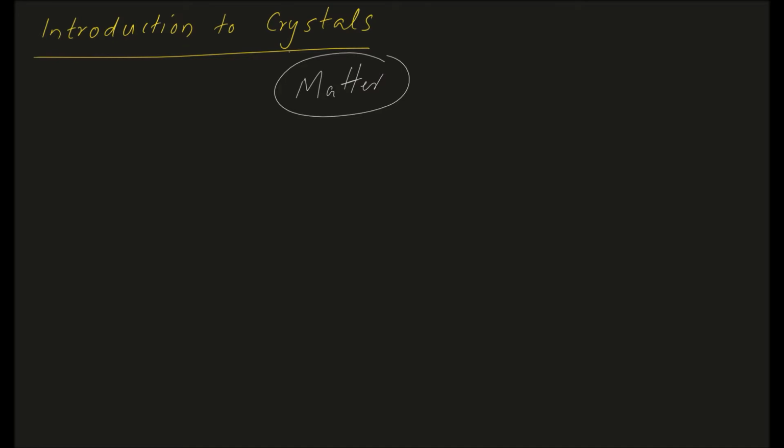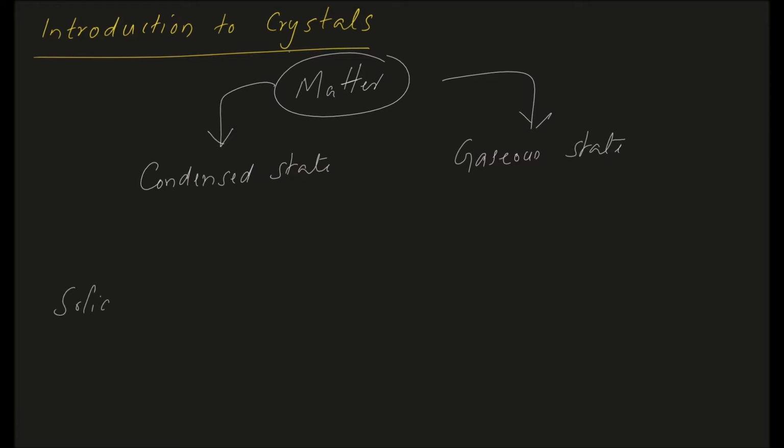So the matter in the universe has been conveniently divided into the condensed state and the gaseous state. So we have two divisions for matter. One is the condensed state and the other one is the gaseous state. And this condensed state is again divided into the solid state and liquid state. So there are again two divisions for this condensed state of matter. One is the solid state and the other one is the liquid state.